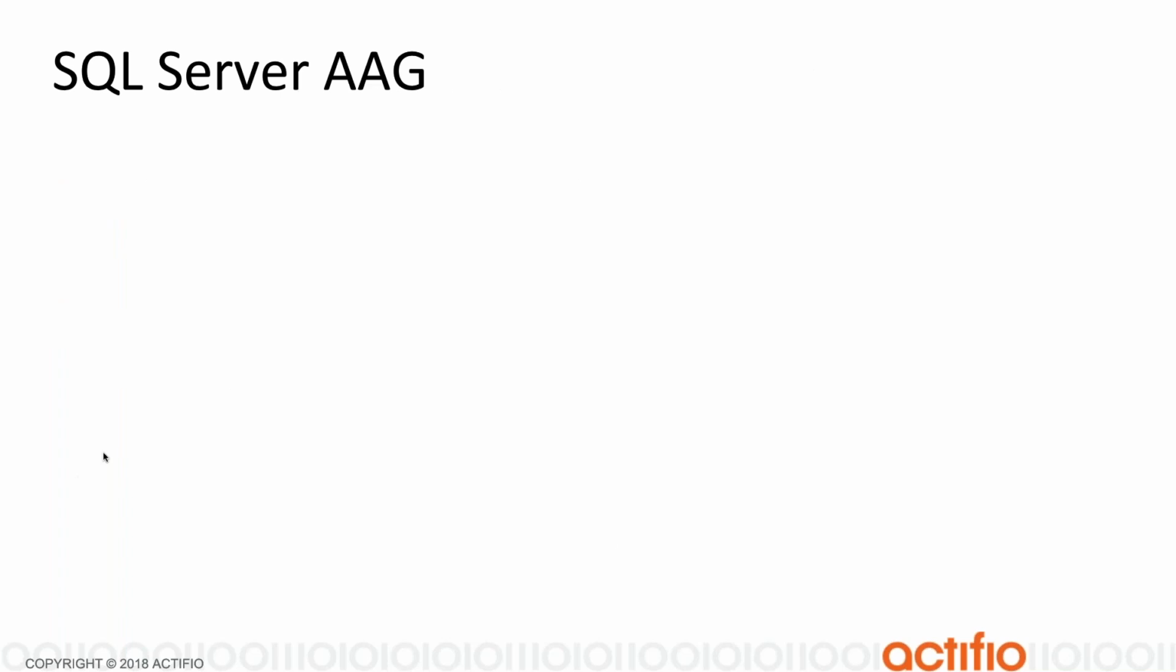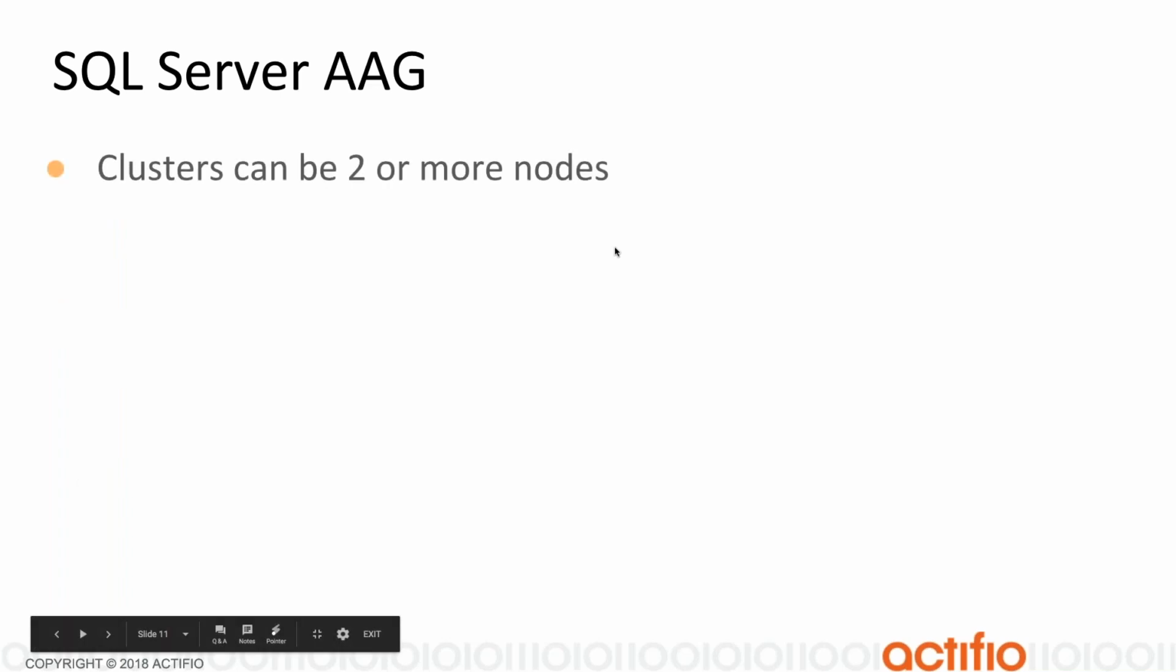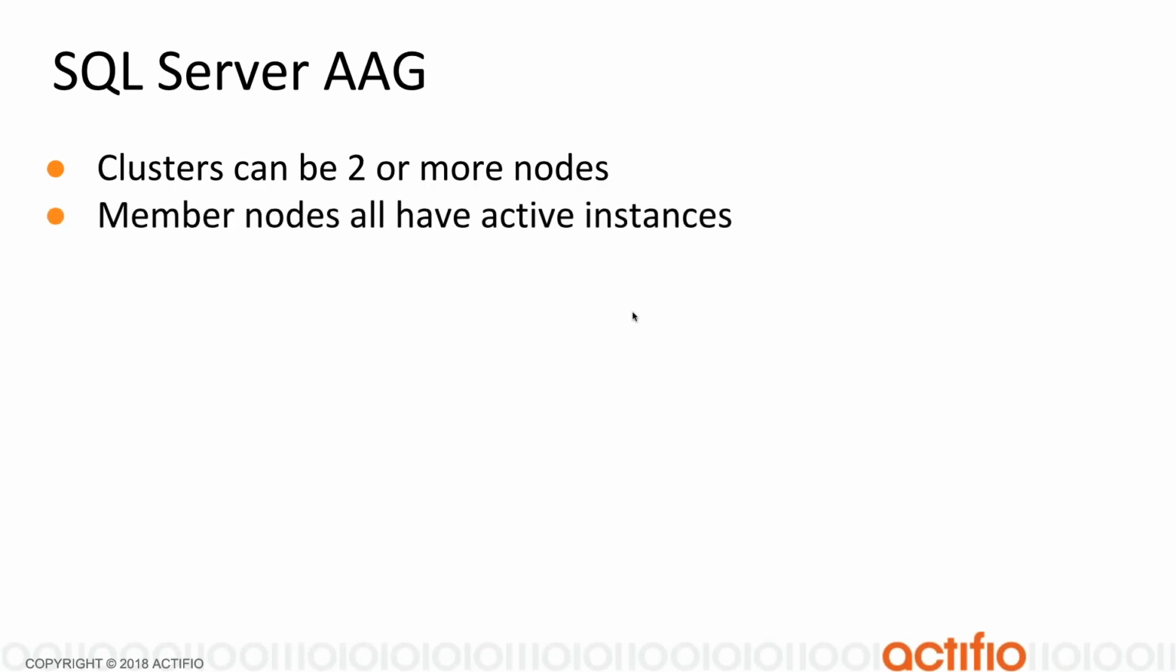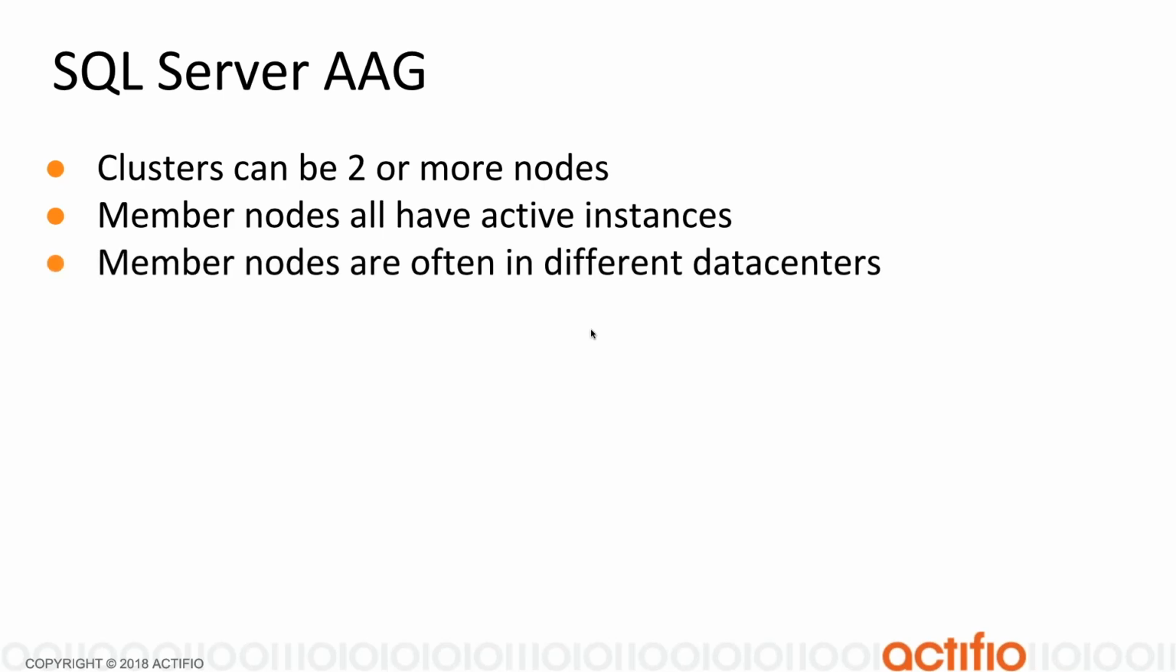SQL Server availability groups. Availability groups are another type of cluster, and these can be 2 nodes or more. They start out with the same underlying cluster construct, except all of the nodes have active instances. With SQL Server failover clusters, you don't have to have an active instance on every node. It can be just the failover instance, which is only on one node at a time. With availability groups, they're on all. And that's important because it allows the nodes to be in different data centers.